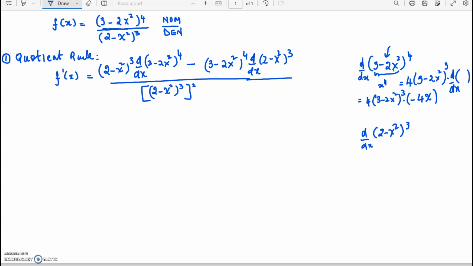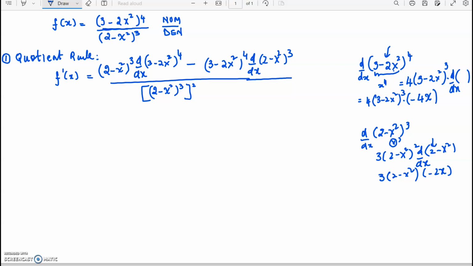Similarly, this looks like an x cubed, except that it's not an x, it's a function of x. So we have 2 minus x squared to the second power times d by dx of the inner function, 2 minus x squared. So that's 2 minus x squared. D by dx of the inner function is negative 2x because the derivative of 2 is equal to 0.